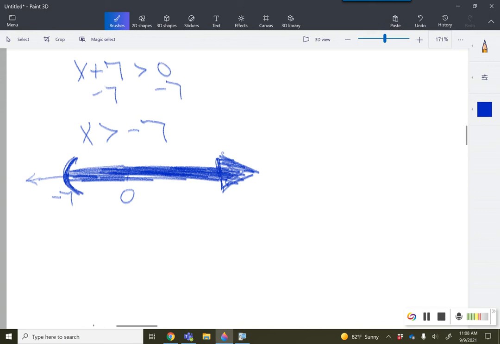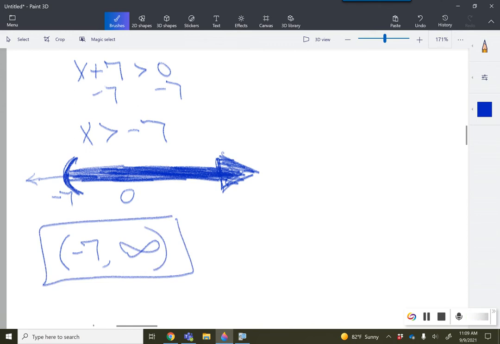And then for your interval notation, the first thing that appears on our graph is the parentheses at the negative 7. And then the shading goes all the way until the arrow, and arrows signify infinity. Always use parentheses on infinities.